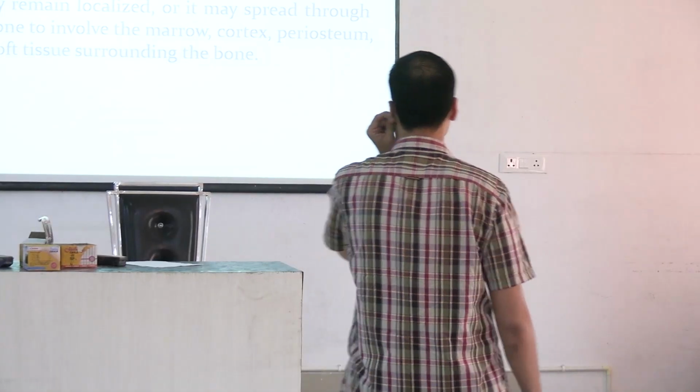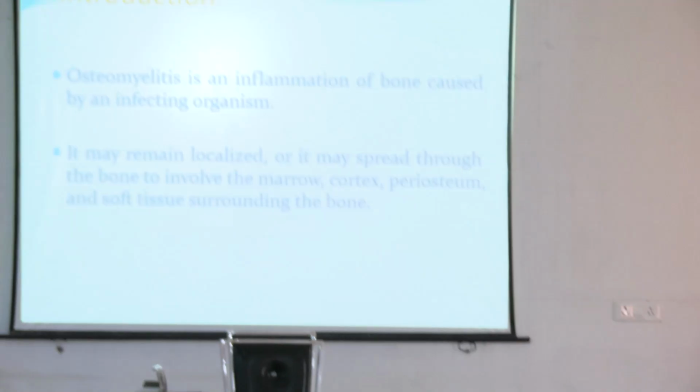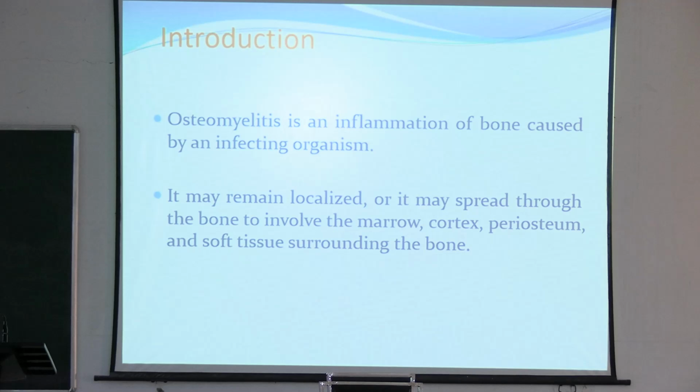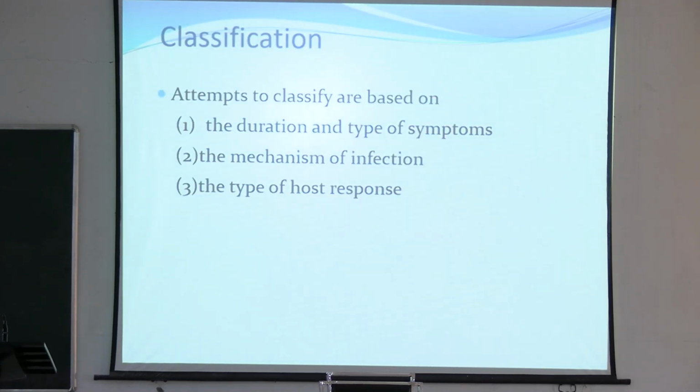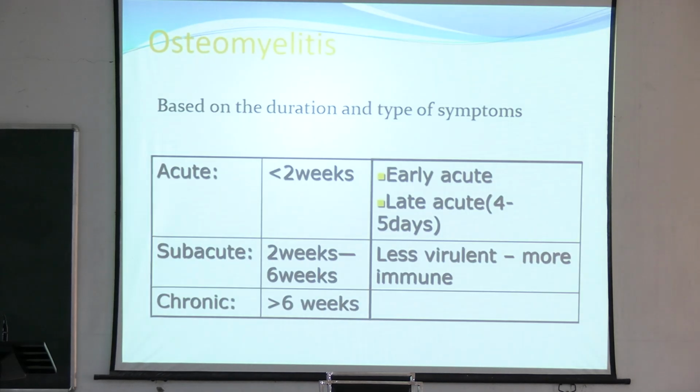So it's an inflammation of the bone caused by an infecting organism. It remains localized. It may spread through the bone to involve the marrow, cortex, periosteum. So we need to understand how to classify it. Classification is based upon the duration and the type of symptoms. The most common one is the acute and the chronic. The mechanism of infection can be a hematogenous route or a lymphatic route. And the type of host response. So let's see. There is acute when it's less than 2 weeks, subacute 2 weeks to 6 weeks, and chronic when it is more than 6 weeks.